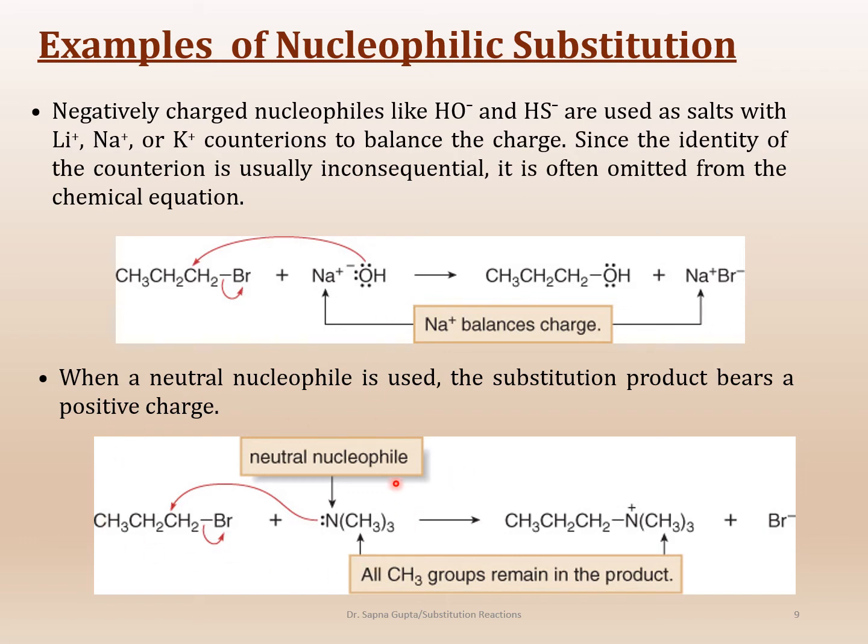And then in the bottom example, you can see that we have a neutral nucleophile. In the case of a neutral nucleophile, what you have is an electron-rich nitrogen. So you have a lone pair of electrons that is going to do the reaction.